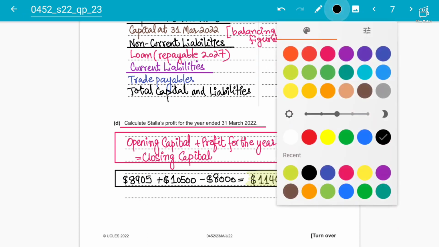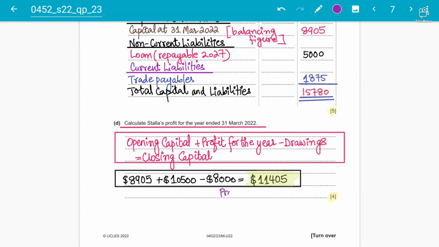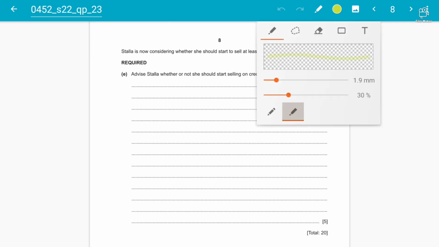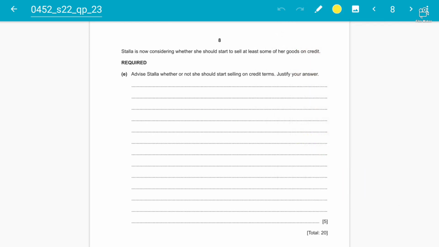Students, so far what we discussed for 15 marks was all on the numerics. Okay, we discussed all the numerics, how you solve it, but now let's also have a discussion on how you do a theory question. We have a theory question as well in this part. That is basically: Stella is now considering whether she should start to sell at least some of her goods on credit. Required: advise Stella whether or not she should start selling on credit terms. Justify your answer.